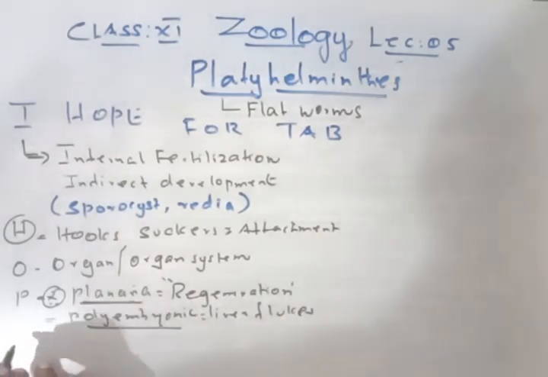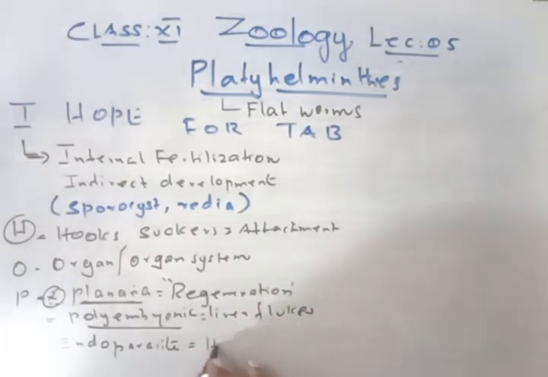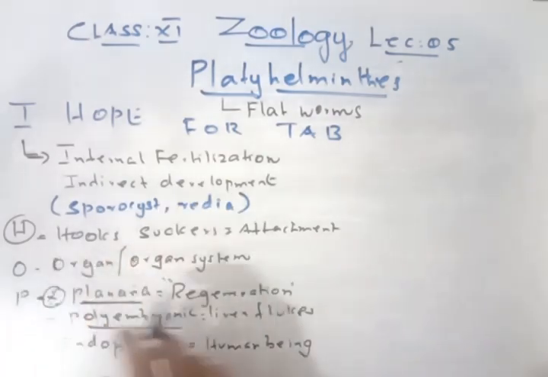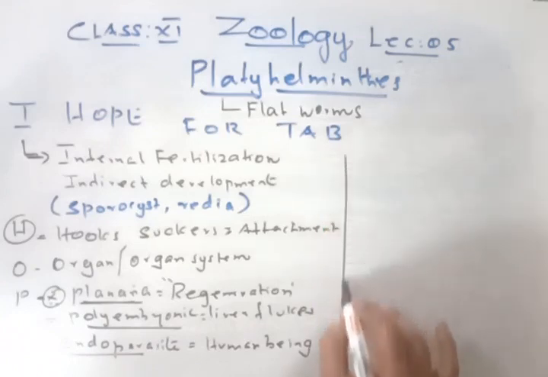Then E stands for another important term. Endo means inside. They are endoparasites. They will enter into the body of another host and they will suck the nutrition, including human beings. That means it enters into the human's intestine and sucks the nutrition. They will attach with the help of hooks and suckers. So, they are endoparasites. Inside the host body, they will survive. So, that is E.